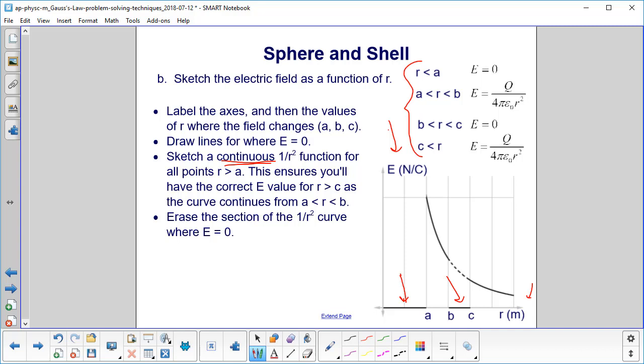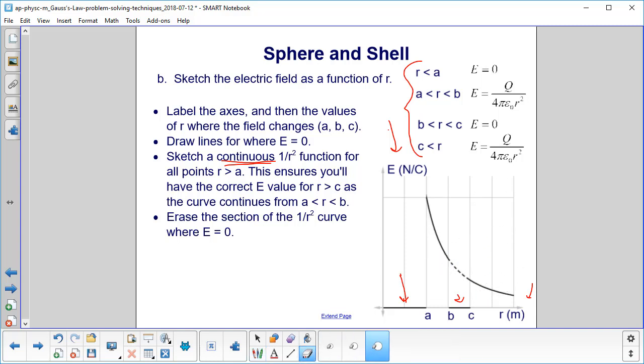As you can see, the curve continues, right? It continues from A less than R less than B. So just draw the entire 1 over R squared. You want to make sure you do that so you have this point in the proper position. It's going to be less than the value here, and it'll be less by a factor of 1 over R squared.